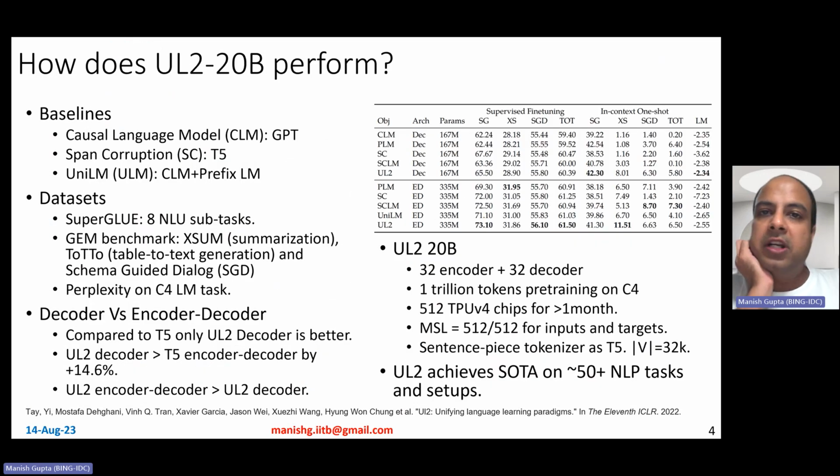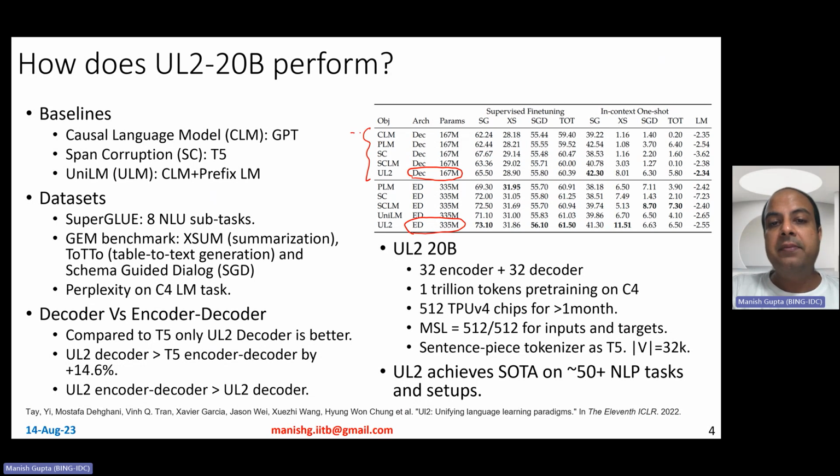So how does this UL2 model perform? First they trained UL2 models which are smaller in size. There is a 167 million parameter decoder and a 335 million parameter encoder-decoder model. Also, what you see here is that they are comparing how well UL2 performs compared to 4 other different kinds of baselines.